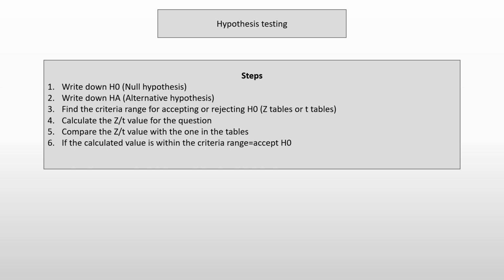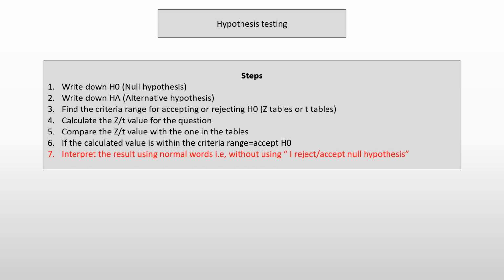Number 6, if the calculated value is within the criteria range. So you compare the number 4 and number 5 values, pretty much. If you compare the value you get in number 4 and the value you get in number 5, you either accept or reject the null hypothesis, right?